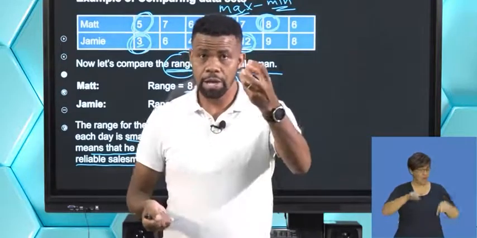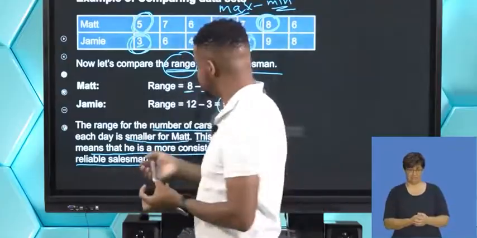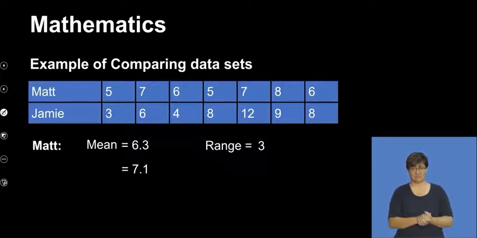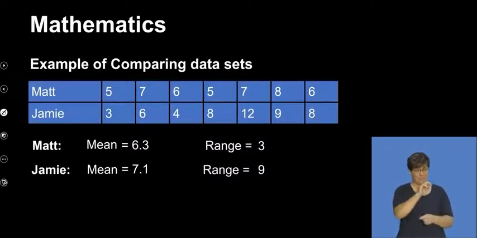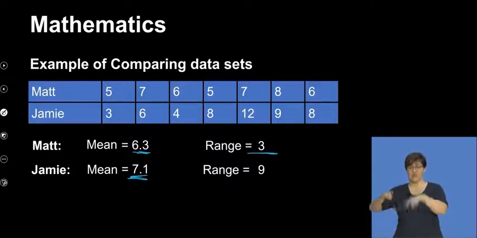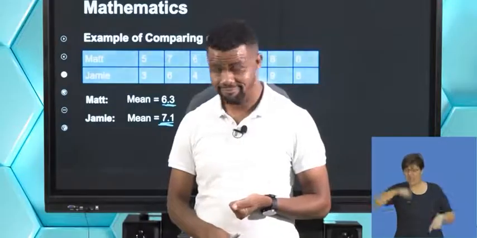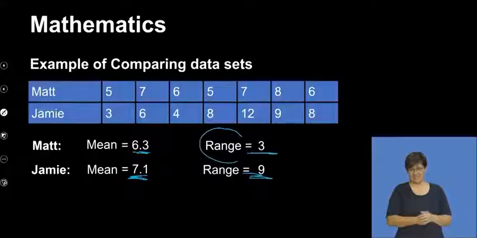Okay? So are you going to go with the range or the mean? Okay. So this is what we have. Matt, mean 6.3, and range 3. Jamie, mean 7.1, range 9. On average, Jamie is better. But on range, Matt is better. And where do we go from there?